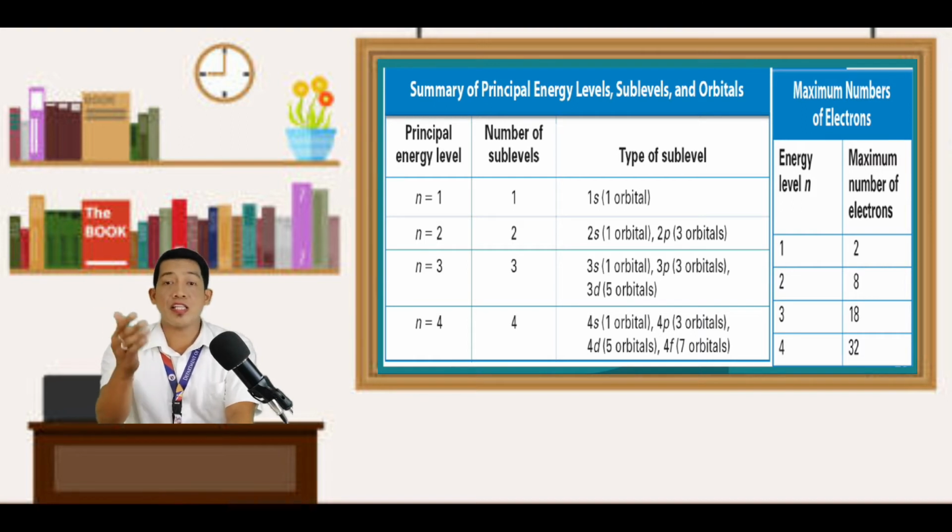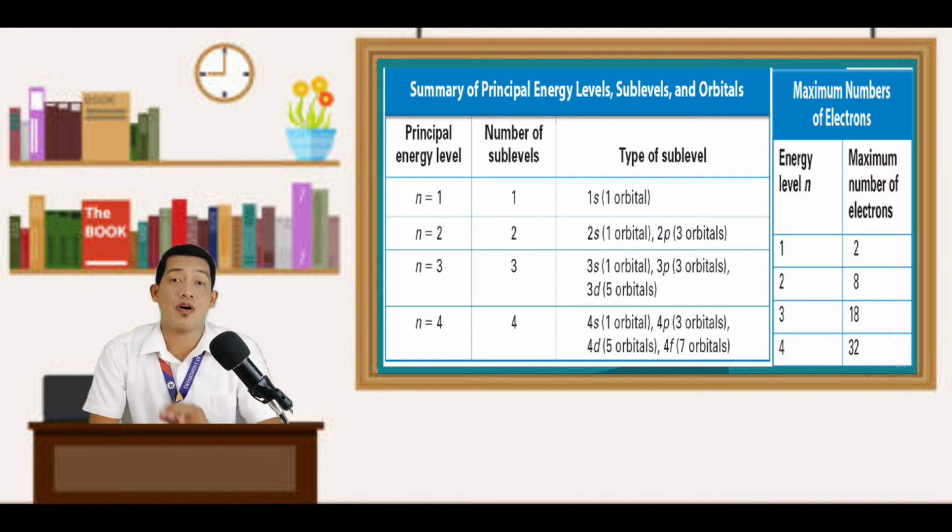As you can see on the diagram or in the table, n is equal to 1, 2, 3, and 4. Whatever the principal energy level is, it is also the same as the number of sublevels. As you can see on the diagram, n = 1 has 1 sublevel, and the same goes for 2, 3, and 4 sublevels. Then the type of sublevels and the maximum number of electrons.